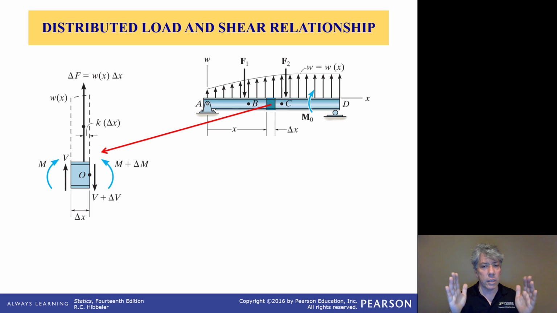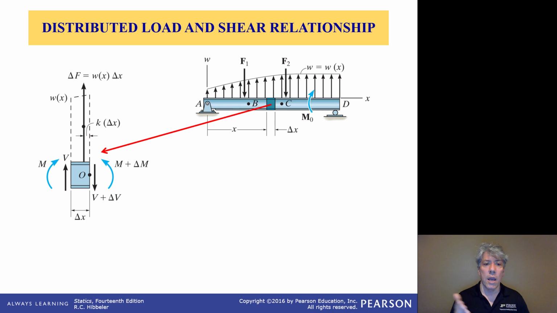And ultimately we're going to allow delta x to go down to 0. So even though W of x, the distributed load as a function of x, may vary along this little segment, we're going to let it shrink down until it doesn't. So we're just going to take some average value of this distributed load W of x and multiply that by delta x to get our resultant force F.